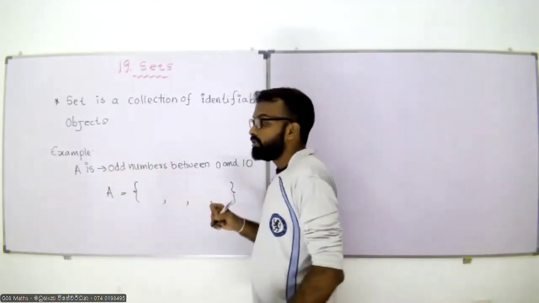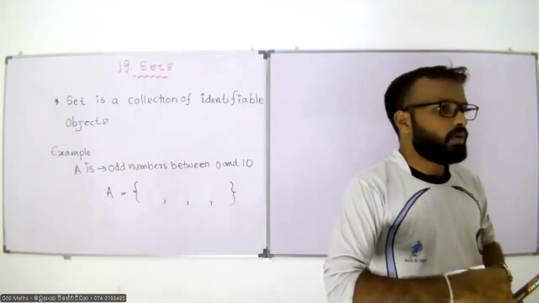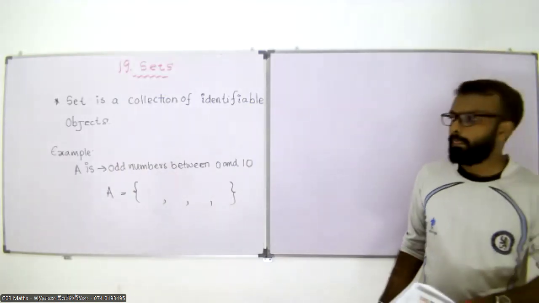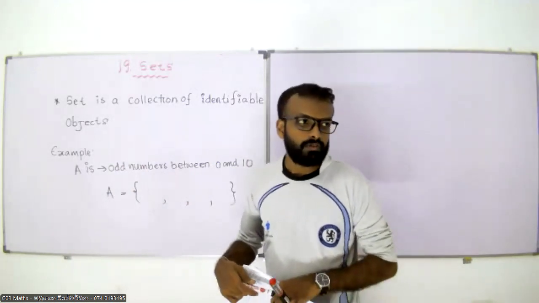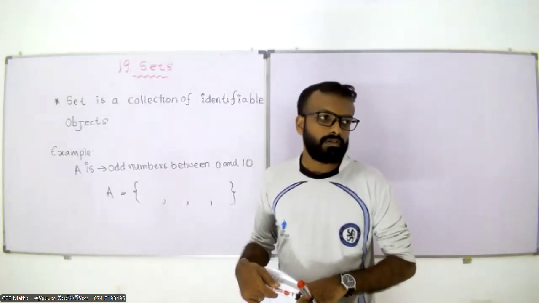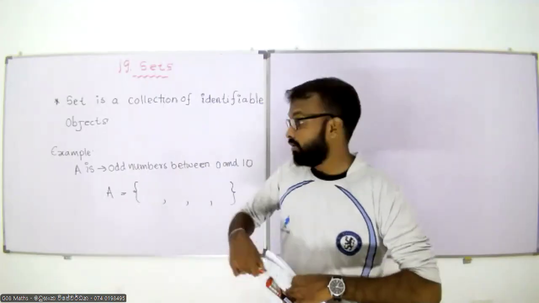Odd numbers between 0 and 10. 1 to 9. 1, 2, 3, 4, 5, 6, 7, 8, 9. Odd numbers, right?